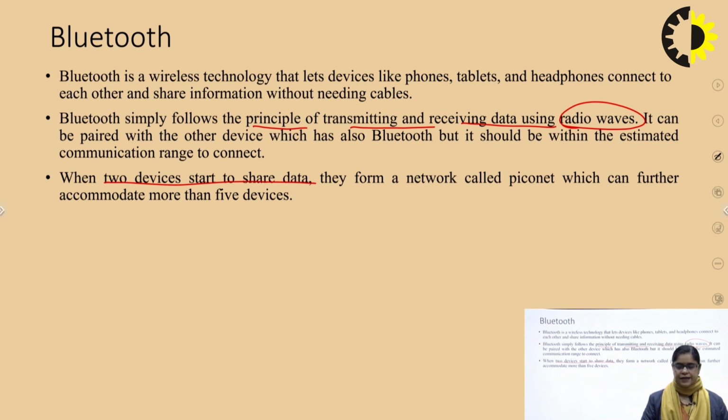Now when we connect two devices, they share data. With this technique I can share data with anyone who has a Bluetooth connection, but that is also in a specific range. Normally, when we discuss Bluetooth, we should understand that it forms a network called a piconet, which can further accommodate more devices. So with one Bluetooth connection, we can connect other devices also.